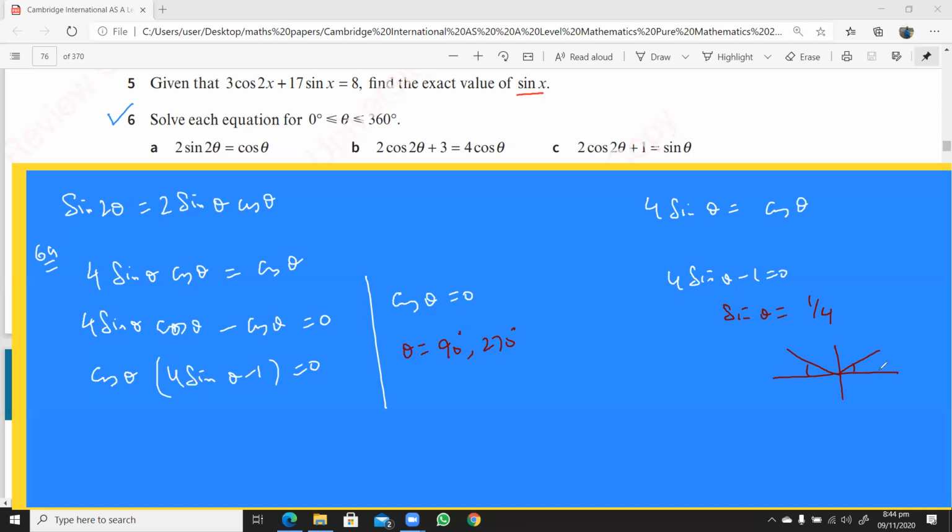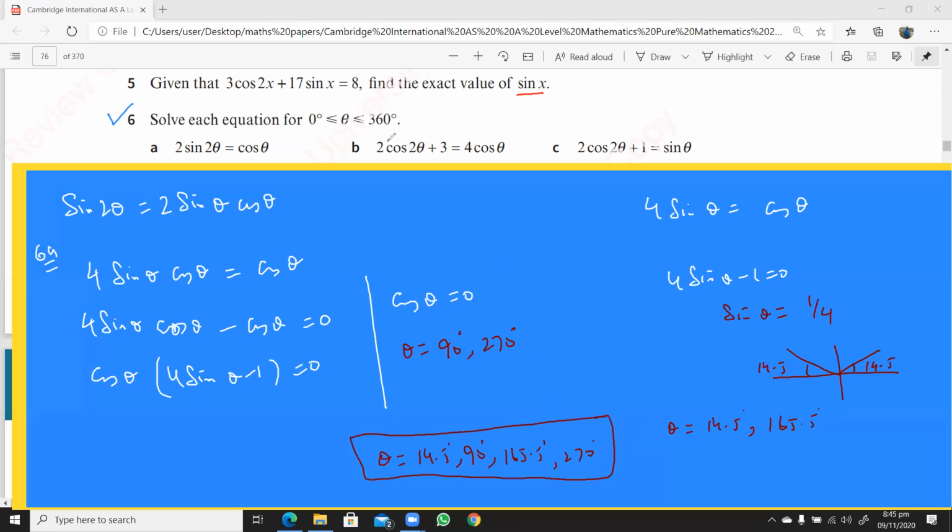Sir, 14.5. This is 14.5. So you have theta from here, 14.5 and 165.5. And finally, you can write all of them in an order. Okay, you can say that your theta is 14.5, 90, 165.5, and then 270. So these are the four solutions of this.